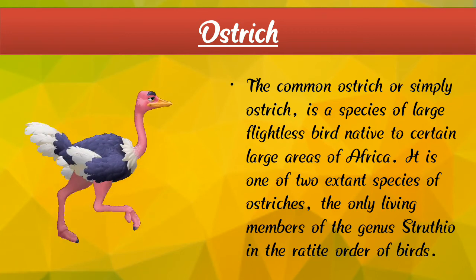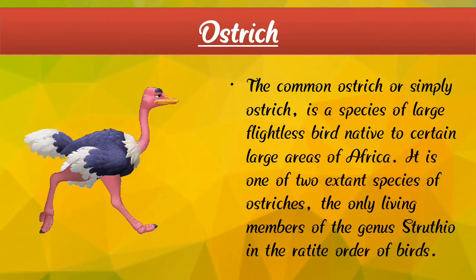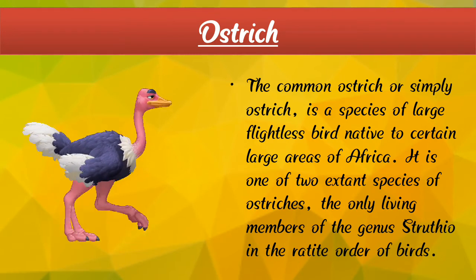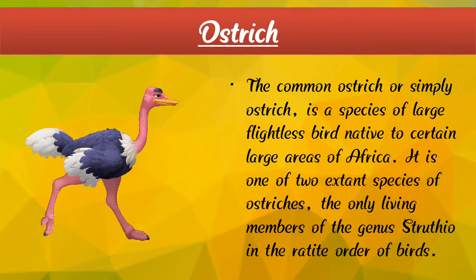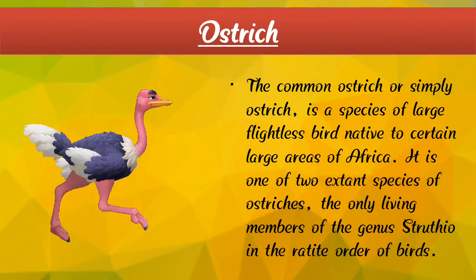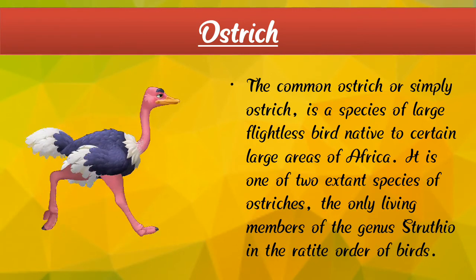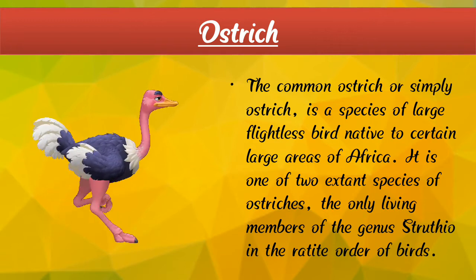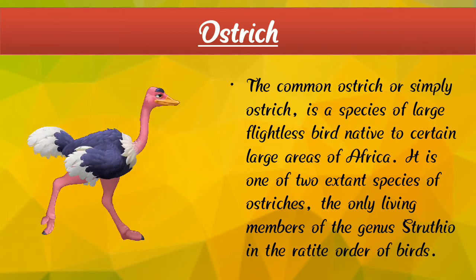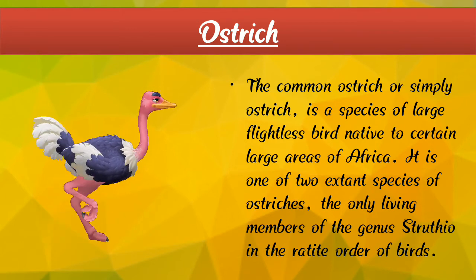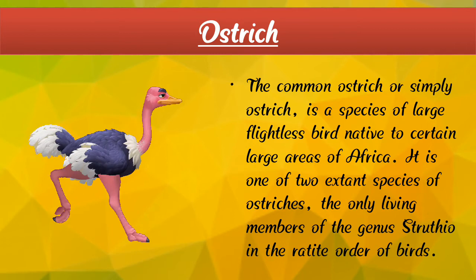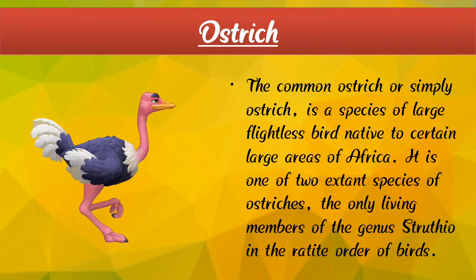Ostriches are flightless birds. The common ostrich, or simply ostrich, is a species of large flightless bird native to certain large areas of Africa. It is one of the two living species of ostrich and the only living member of the genus Struthio in the ratite order of birds. So, an ostrich is a flightless bird and can run faster than any other bird.